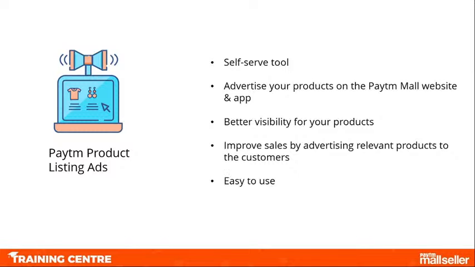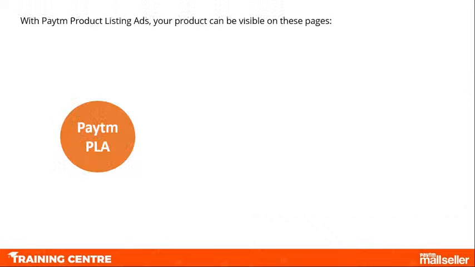This is one of the easiest ways to stand out in a marketplace, ensuring higher visibility with sponsored product ads on 6 different pages on Paytm app or web. Paytm product listing ads are visible on different page types on the Paytm website and the Paytm app. These page types can be, number 1, search grids, product grids that open when customers search for any keywords.